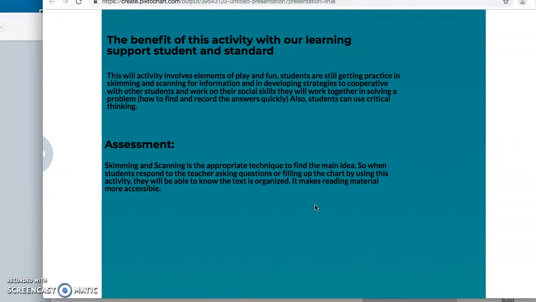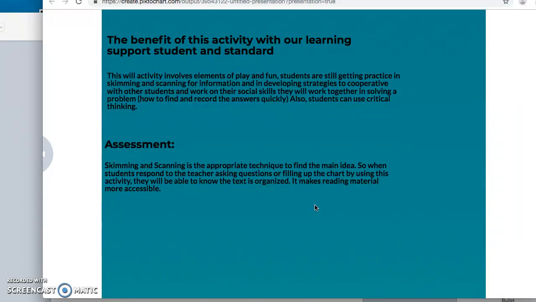What's the benefit of this activity with our learning support students and standard? This activity will involve elements of play and fun. Students are still getting practice in skimming and scanning for information and in developing strategies to cooperate with other students and work on their social skills. They will work together in solving problems, and students also use their critical thinking.